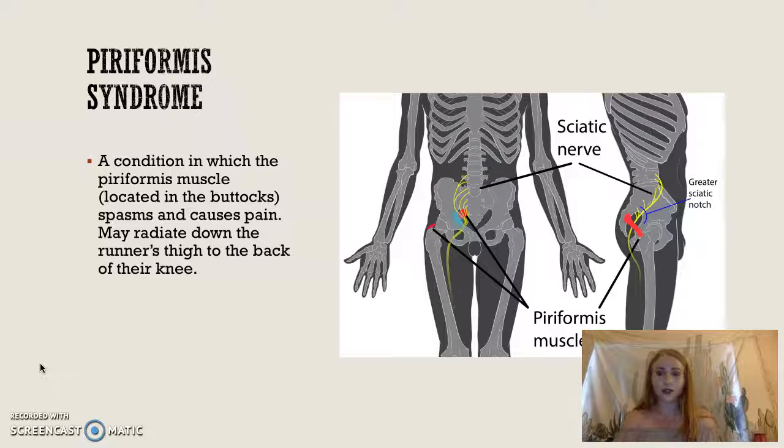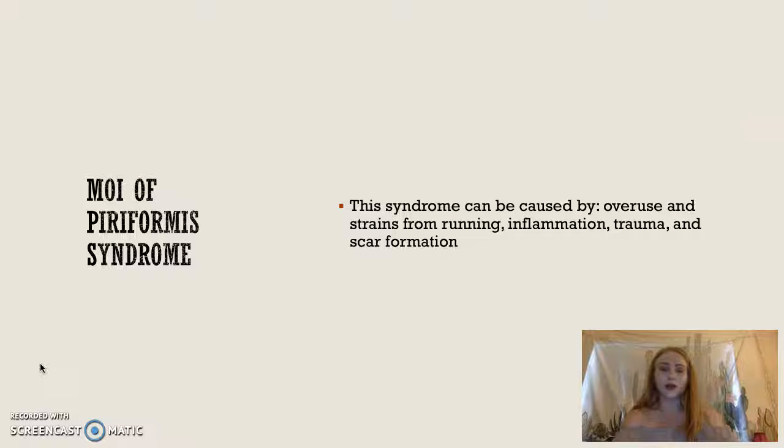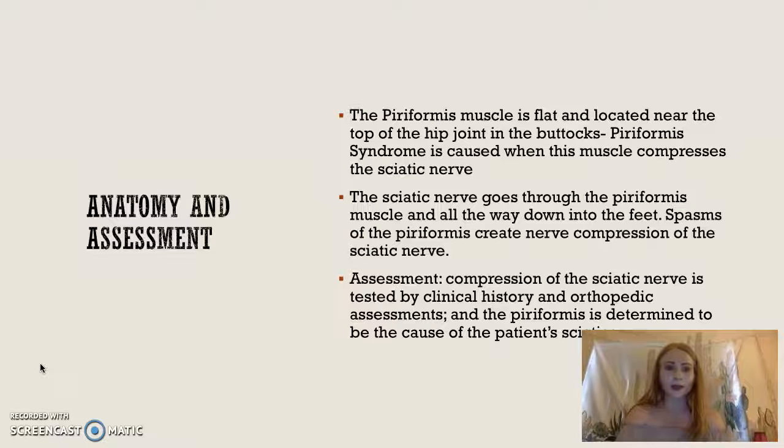Piriformis syndrome is the 3rd injury. And this is a condition in which the piriformis muscle, located in the buttocks, spasms and causes pain. So this may radiate down the runner's thigh to the back of the knee. The mechanisms of injury: this can be caused by overuse and strains from running, inflammation, trauma, and built-up scar formation.